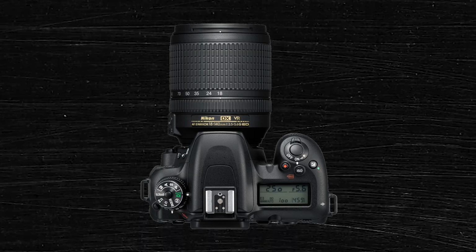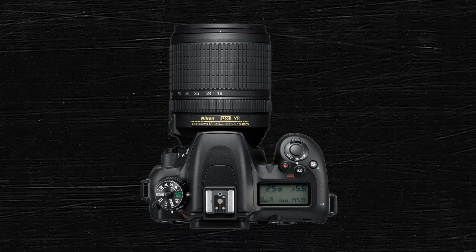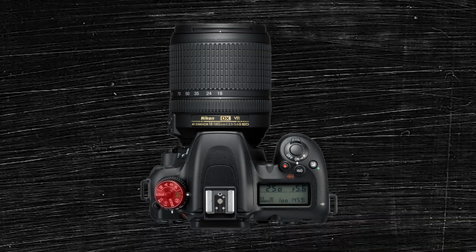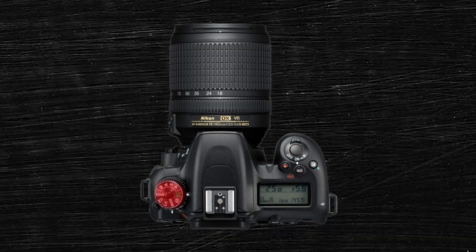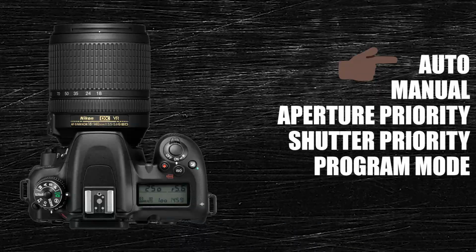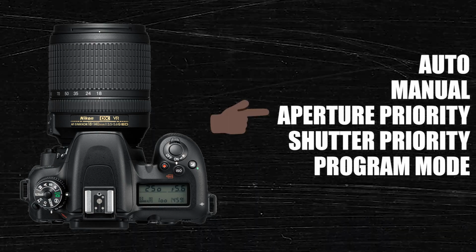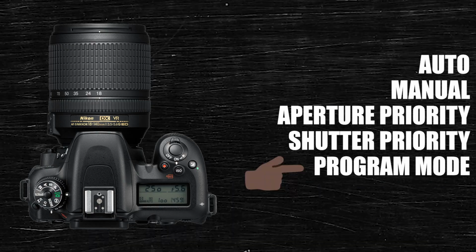Second, let's get into the buttons on the camera. There are many buttons on the camera, such as the mode dial, shutter button, ISO button, and more. The mode dial allows you to select different shooting modes, such as auto, manual, aperture priority, shutter priority, and program mode. Auto mode allows the camera to choose the settings. This is best for beginners.